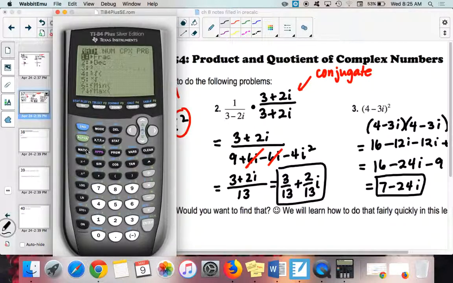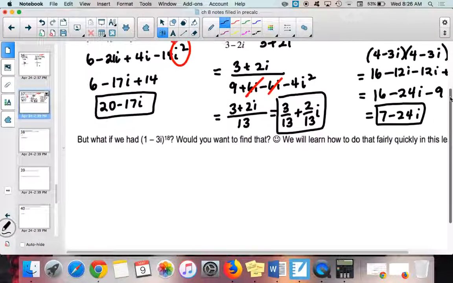Yeah, I hit the fraction button, so I do math 1. And it gives me 3 over 13 plus 2 over 13i. So it's really handy.